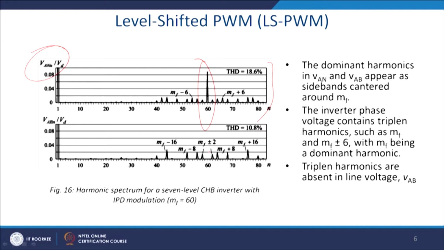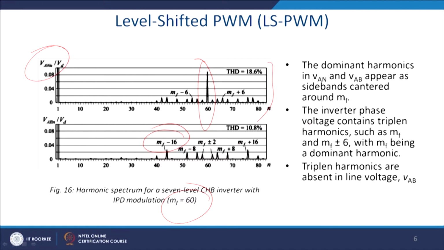On the other hand, assuming that MF is 60 for the 7 level, and for the line voltage you can find that these are all the spectrum. At 60 it is less, but at MF, since it is 7 level, you will find that 8 will come in as the dominant figure. So, you will have components MF minus 16, MF minus 8, MF minus 2, plus and minus both.